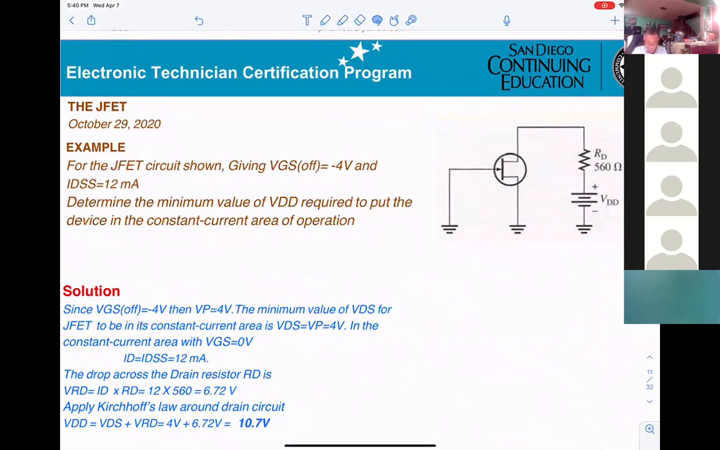This is an example, and I want to make sure you can follow it. For the JFET circuit shown, they give you VGS off of minus 4 volts and IDSS equal to 12 milliamps. The question is, what is the minimum voltage VDD to put the device in the constant current area? And you understand it, a constant current area.